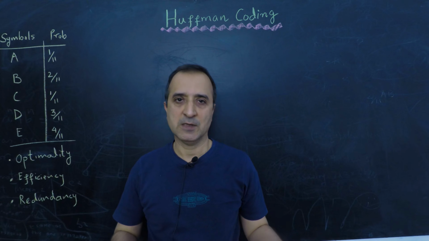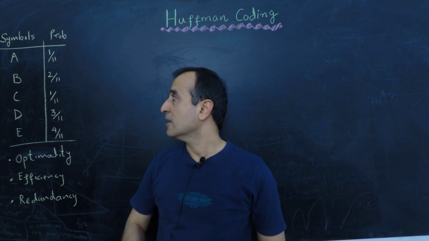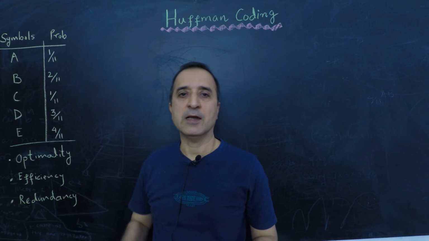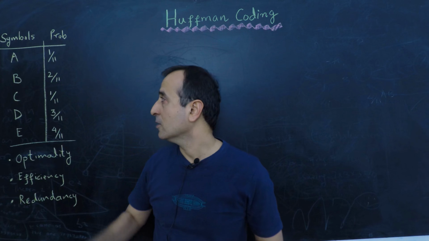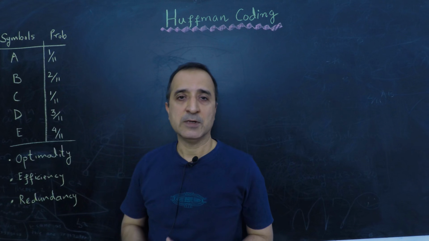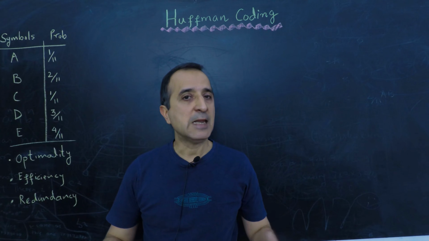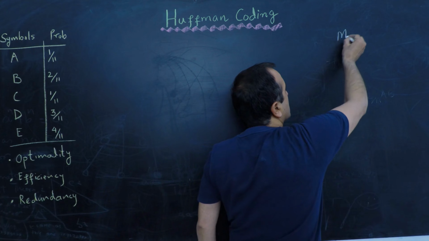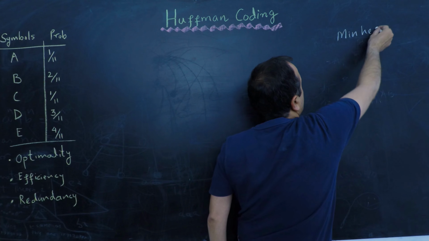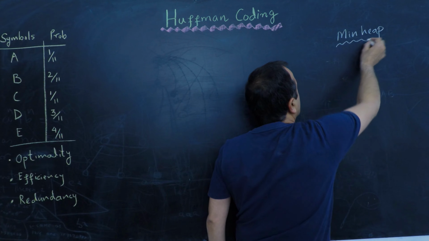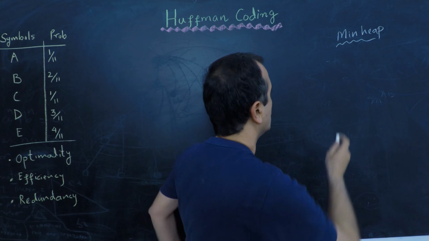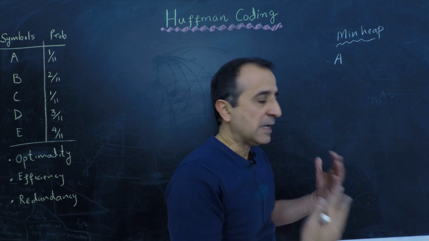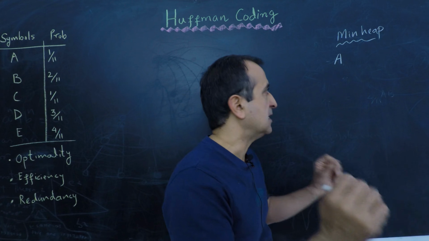So let's start with an example. We are given some symbols and their corresponding probabilities of occurring in our data. We put all those symbols and their probabilities in a min heap. So here I have a min heap. In the start, the min heap has all the symbols and corresponding probabilities. I'm not creating a min heap, but I'm just adding nodes in a min heap.